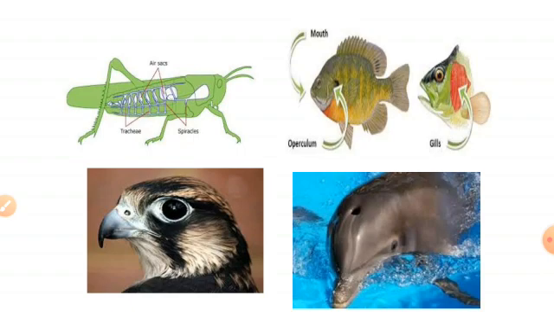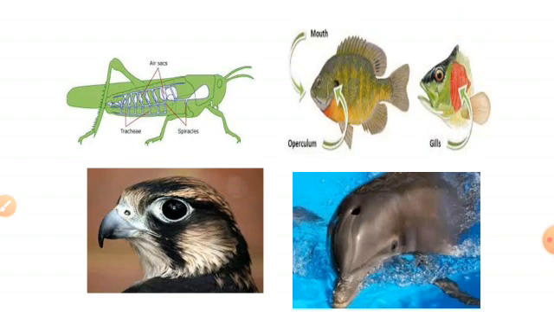Breathing in fish. Fish breathe through gills. A fish breathes by taking water into its mouth and forcing it out from the gill passage. As the water passes over the thin walls of the gills, the dissolved oxygen moves into the blood and travels to different parts of the fish.